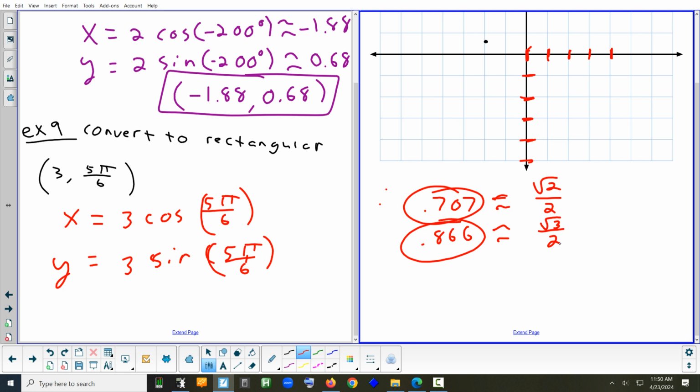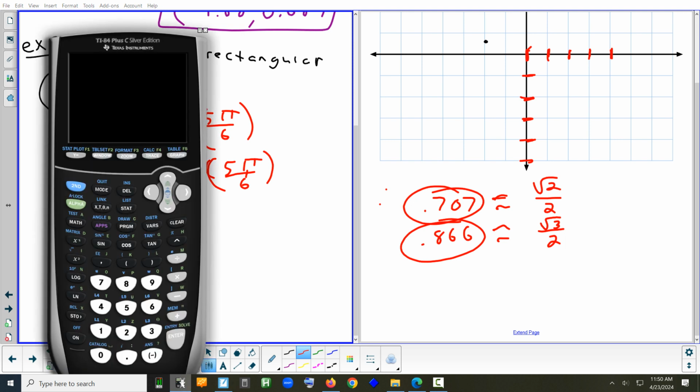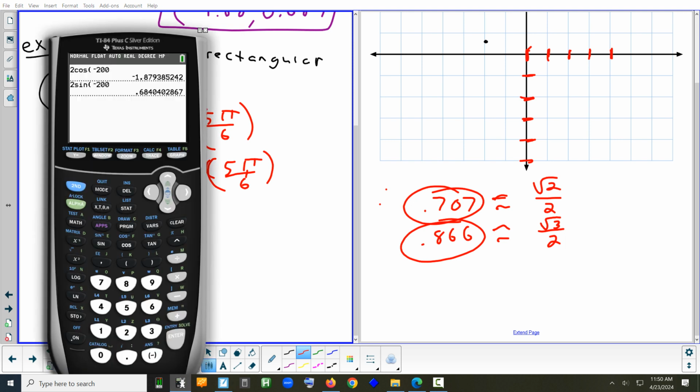Now let's do this problem. My advice is don't multiply by the 3 yet. That's going to confuse us. Let's just find the cosine of 5 pi over 6. Okay, let's do that first. What do I have to do on my calculator before I start it? Change it to radians. So cosine 5 pi over 6.